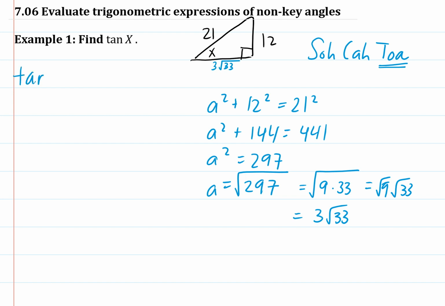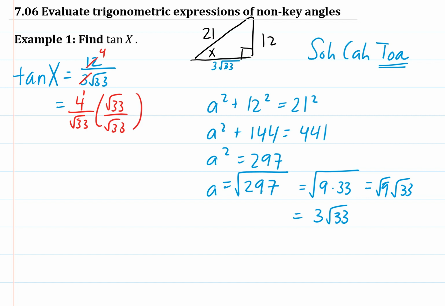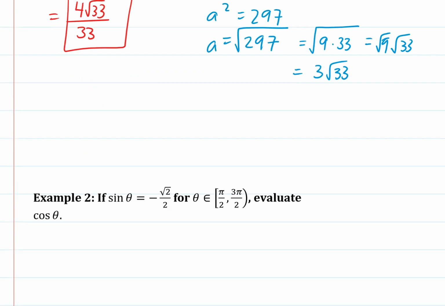So the tangent of x is the opposite side length over the adjacent side length, which reduces 12 and 3. Since I'm multiplying here, I can reduce this to 4 over 1. So I get 4 over root 33, which I should rationalize. So the tangent of x is 4 square root of 33 over 33. Okay. Let's take a look at another example.